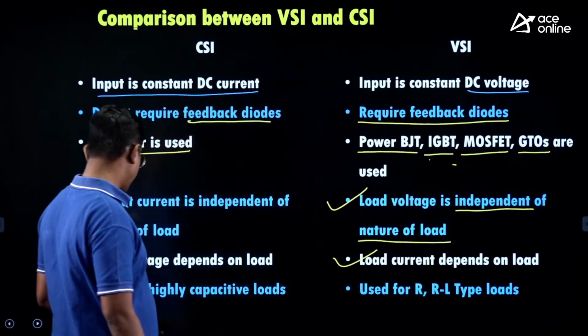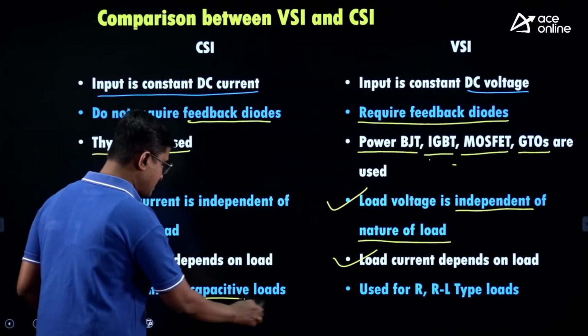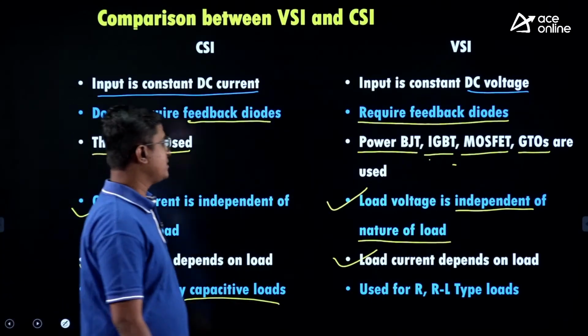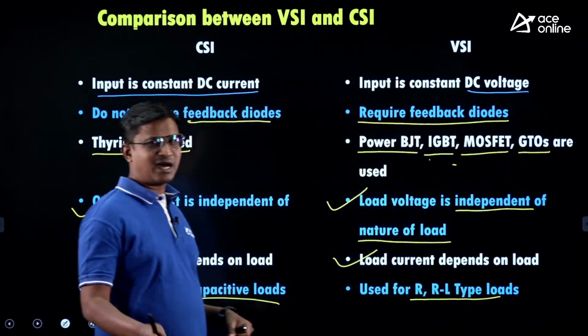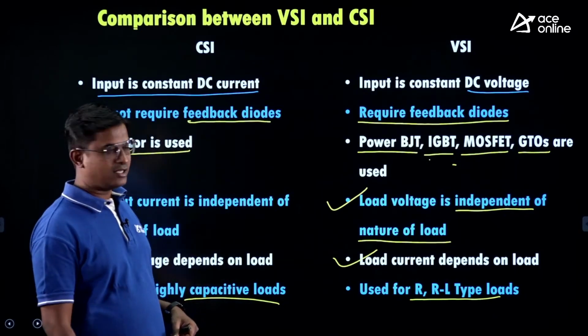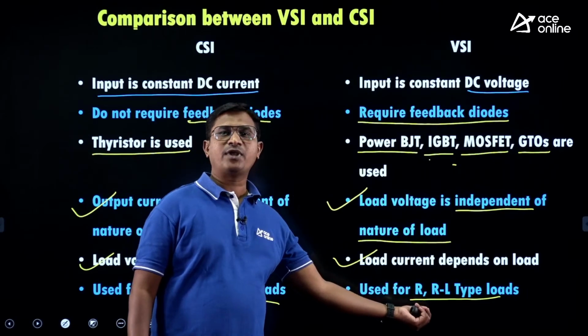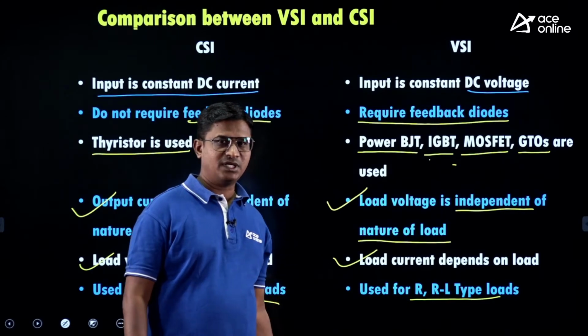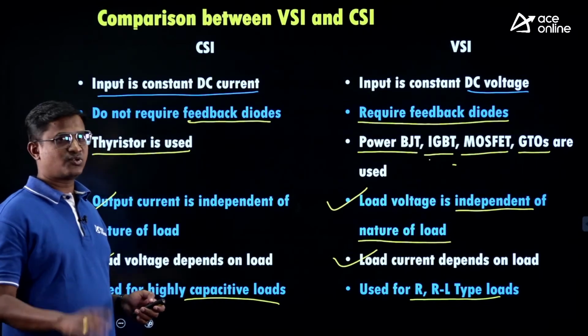Next, the current source inverter is generally preferred for capacitive loads, whereas voltage source inverters are preferred for inductive type of loads, R, RL, L, etc. So these are the differences between voltage source inverter and current source inverter.